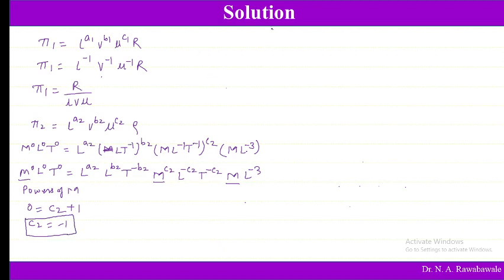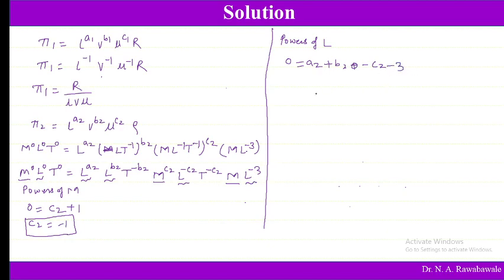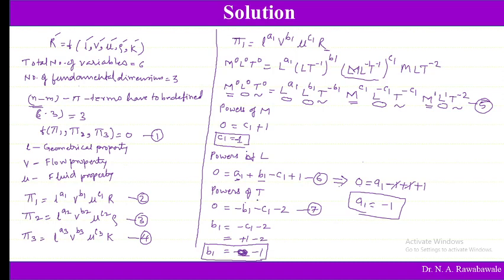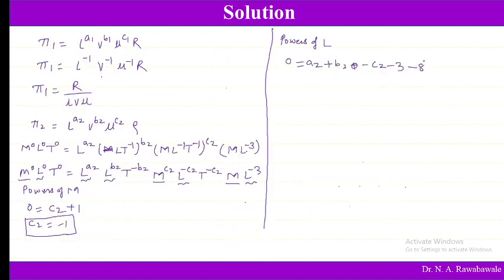Then collecting powers of l. On the left hand side the power of l is 0. Then on the right hand side a2 plus b2 plus minus c2 minus 3. We call this another equation. So we'll write this as equation number 8.